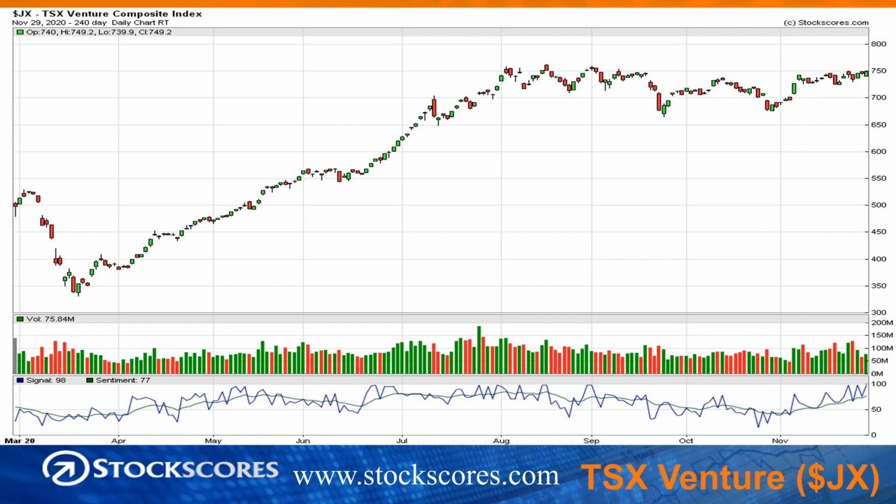TSX Venture building a nice stable basing pattern. I think there's some pretty decent opportunities building on the TSX Venture, and we'll see if that continues.